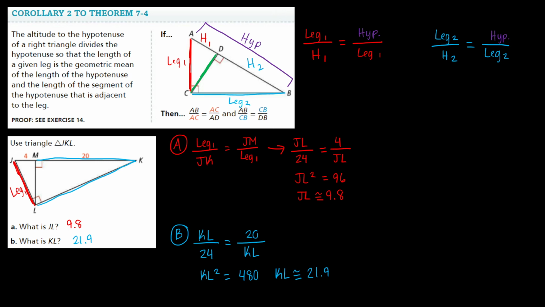A great way to verify problems like this, if you have all of the missing sides in a right triangle, is to use the Pythagorean theorem. Make sure that you solve things correctly. If the Pythagorean theorem says a squared plus b squared does not equal c squared, then you're going to have to go back and try and reevaluate what went wrong.